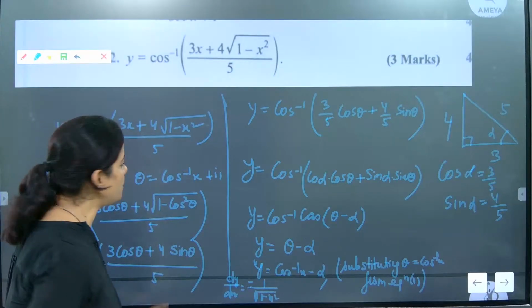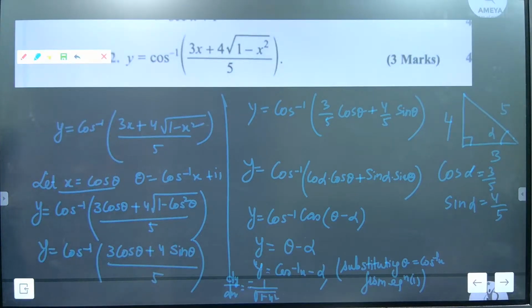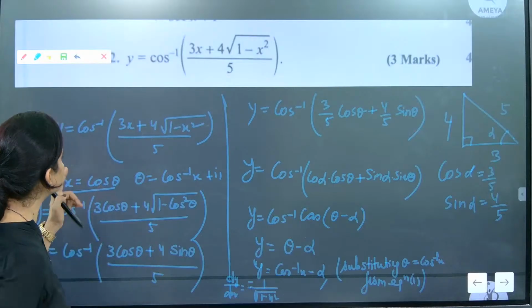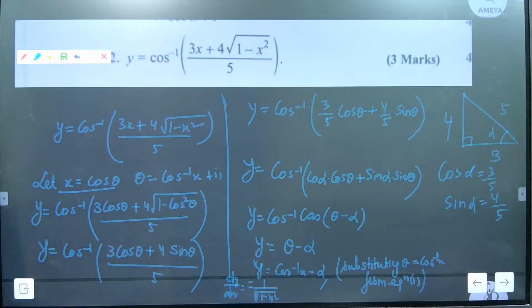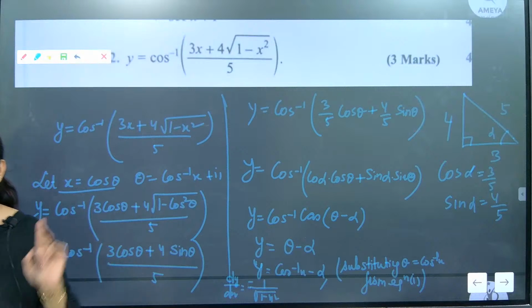So now I hope you might have understood how to solve this question, beta. So this part, cos inverse 3x plus, what we have done one by one, I am explaining it. In the previous question when sin inverse was there, we took x equal to sin theta. Now this time cos inverse is there, so what we took? x is equal to cos theta.